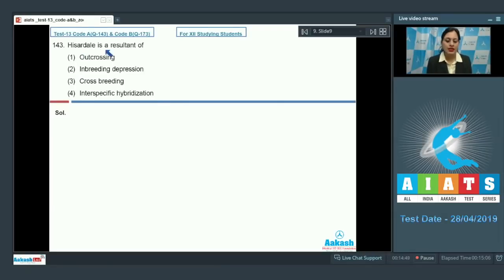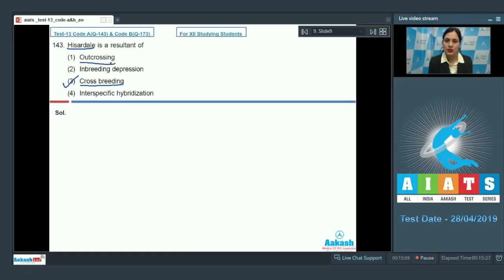Question number 143. Hisardale is a resultant of, and the options are outcrossing, inbreeding depression, crossbreeding, and interspecific hybridization. And the correct answer to this question is option number 3, crossbreeding. Hisardale is a resultant of crossbreed between Bikaneri ewes and Merino rams. Now let's discuss the rest of the options.